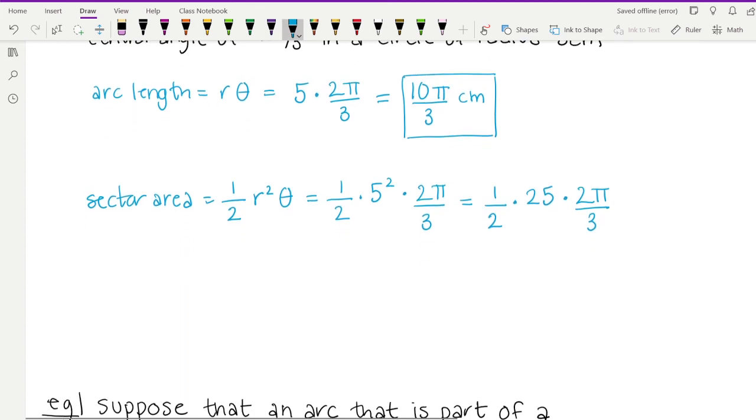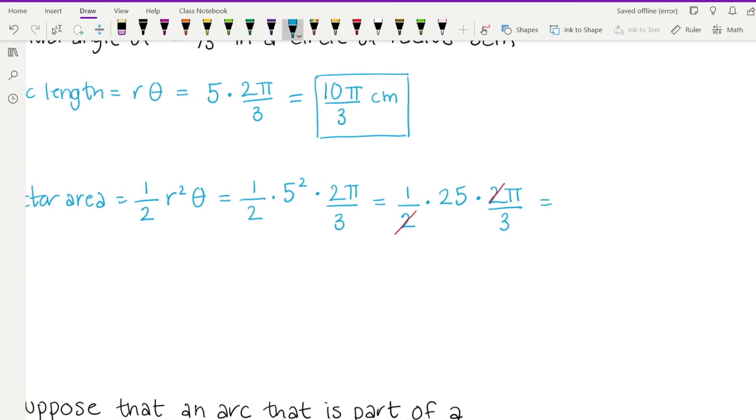You could just multiply these together, but if you look at what's going on with this multiplication, you'll see that we have a factor of 2 in the numerator and the denominator, so you can always cancel that out before multiplying, just to avoid having to do simplification after multiplying. And so that's going to leave us with 25 pi over 3. And this time our units are square centimeters because we're measuring an area.